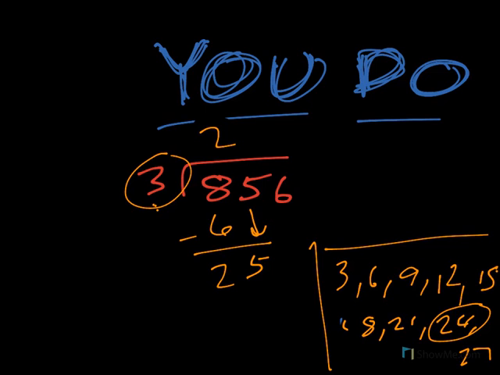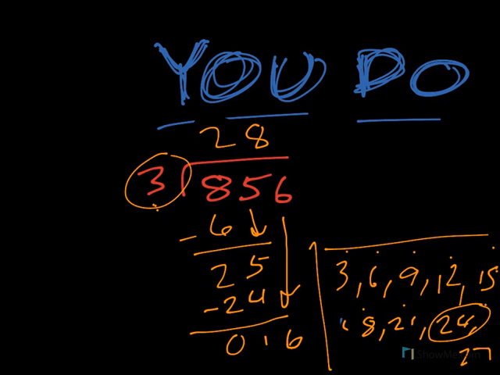So we got to think about 3 times what got me 24. Or in other words, how many times do we add 3 to get to 24? Let's count. 1, 2, 3, 4, 5, 6, 7, 8. Alright, so 3 times 8 is 24. So we're going to put the 8 there. We'll put the 24 down here. Subtract that. 25 minus 24 is 1. And then 2 minus 2 is 0. Then we're going to bring down the 6 here.